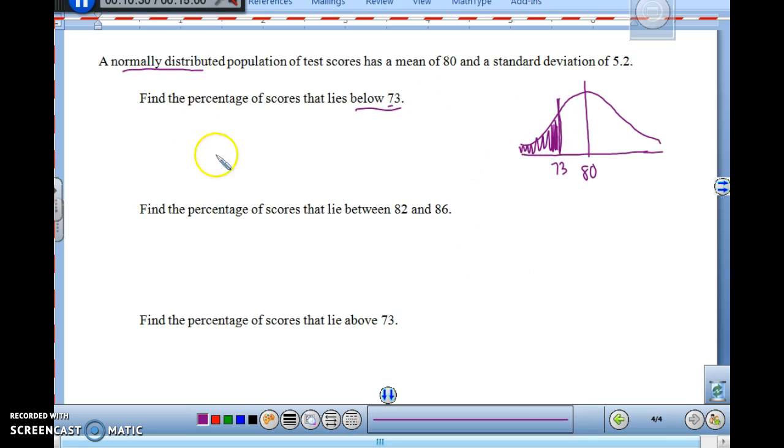All right, so when I do my normal CDF for this one, well, if this is test scores, what's the lowest test score that you could have? Well, your lowest test score would be a 0. You can't get anything lower than a 0. All right, your highest, we want to go only to 73. That's going to be here. And then my mean is going to be 80, and my standard deviation is 5.2. So that's what I need to put in my calculator. So 0, 73, 80, 5.2.